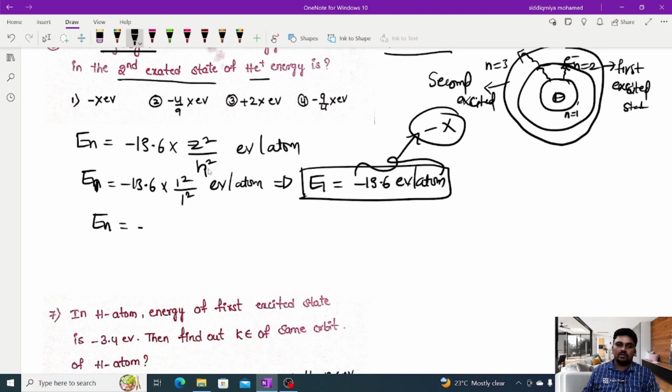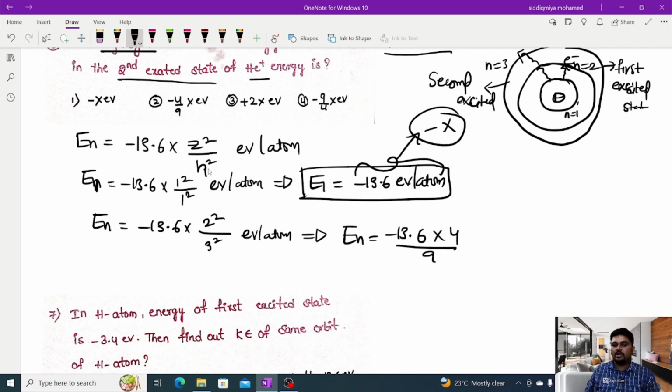En is equal to minus 13.6 into Z square by n square. Now Z square is 2 square, and n square is 3 square, means 9 you will get, electron volt per atom. So from this, En is equal to minus 13.6 into 4 by 9 electron volt per atom.